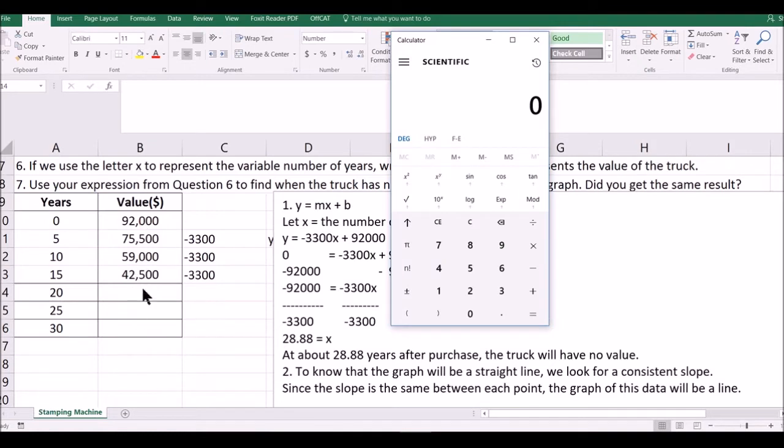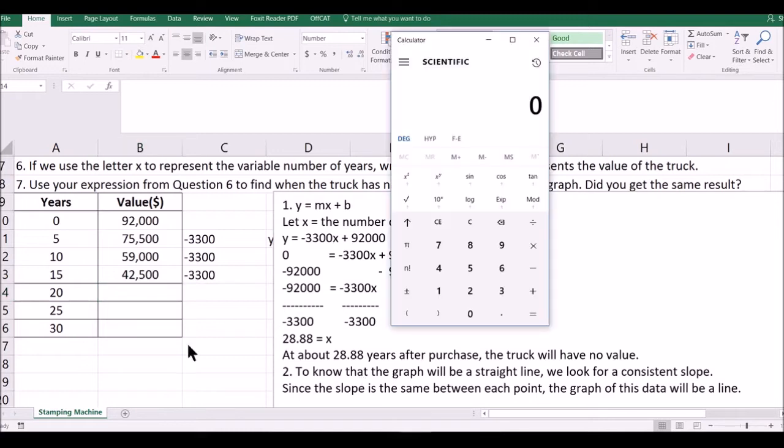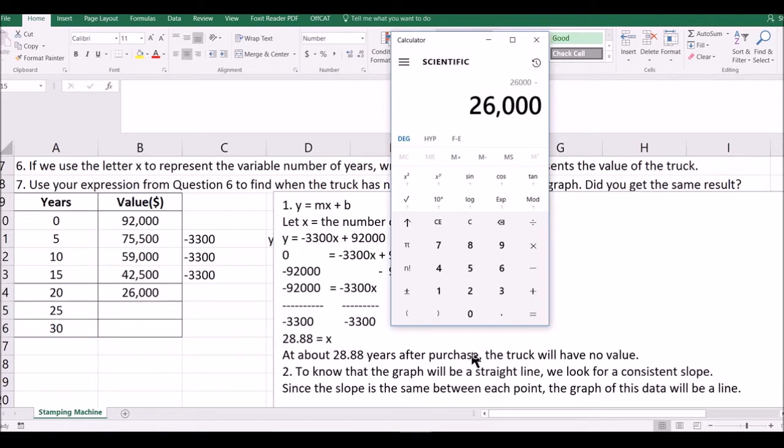So let's fill in this chart here. Alright, and so the slope was negative 3,300, but if we notice here we're going by 5s in this chart. I was just continuing the chart as it was. So for every 5, let's figure that out. 92,000 minus 75,500. So for every 5 years, it's 16,500. So 42,500 minus 16,500. So this next one is going to be 26,000. And then we're going to subtract that same value again. So 9,500.